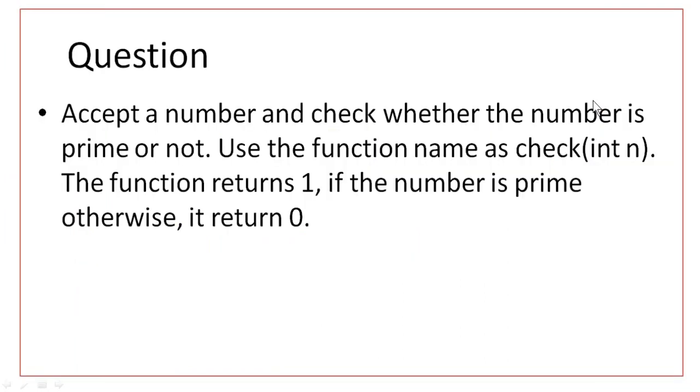So, you will see the question first. Accept a number and check whether the number is prime or not. Use the function name as check(int n). So the function name you are going to give is check, and the parameter is int n. So you are going to get an integer value which will be stored in n, and then it will check whether it is a prime number. After checking, the function returns 1 if the number is a prime number, otherwise it returns 0. So you are going to return an integer value, 1 if the number is prime, otherwise 0. So let's see how to do it using a Java program.